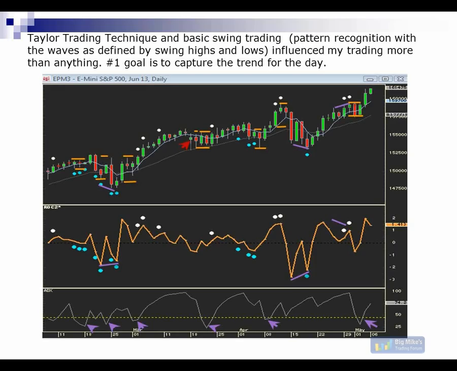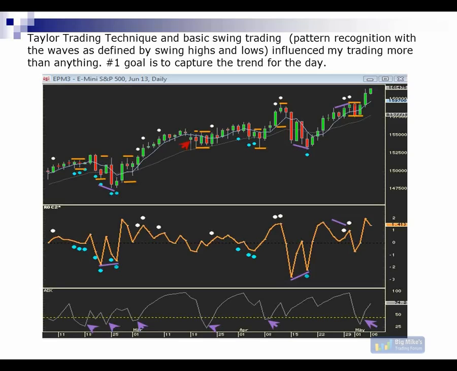I was greatly influenced by basic swing trading, which is nothing more than watching the patterns of the highs and the lows. And I was influenced greatly by a book that I read in the late 80s called The Taylor Trading Technique. And I'm sure that many of you that have tried to wade through this book would agree that it is not the finest edition of English literature. However, it did influence me, and still to this day, I think the most important concept that we can always remember is, what is the trend for the day?